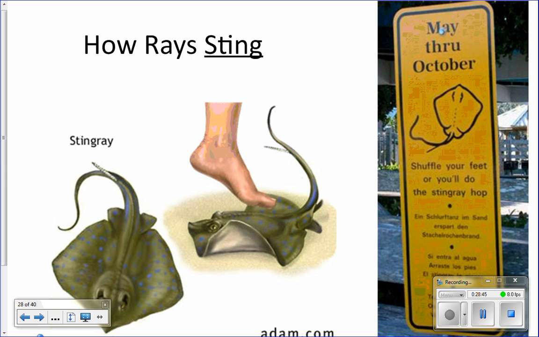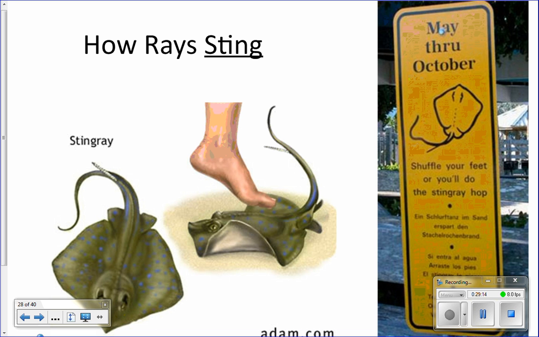So they say that if you're walking in the water, you need to drag your feet, because as you drag your feet, that gives the ray warning that you're coming, and so it'll sense that you're coming and it'll swim away. Whereas if you just walk normally, you step on the ray, and you get stung, and you do the stingray hop, which is like, ow, ow, ow, ow, right? I got stung by a ray. Okay, so do the stingray shuffle or you'll be doing the stingray hop.